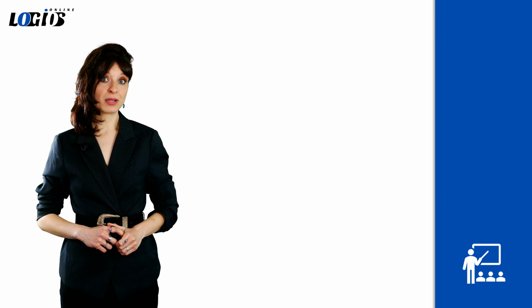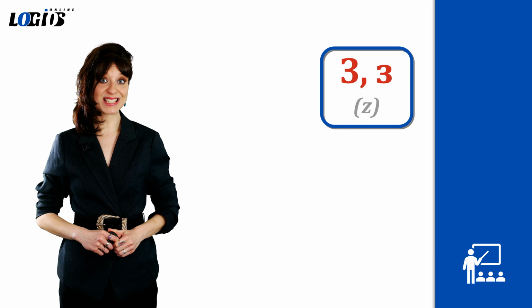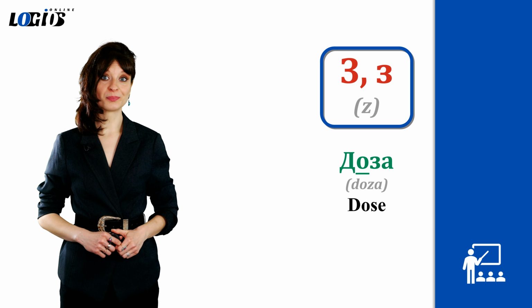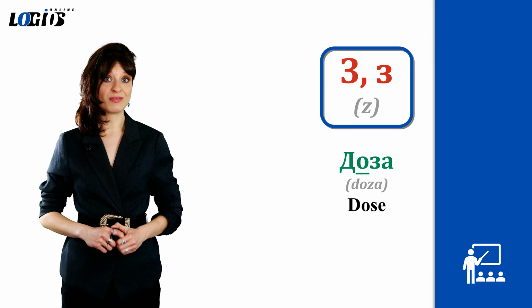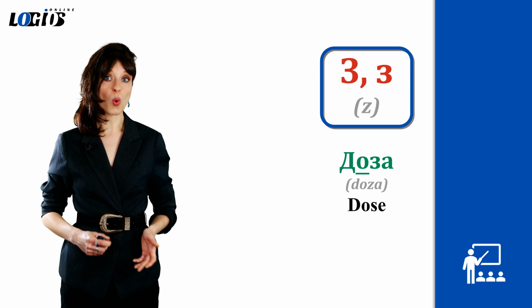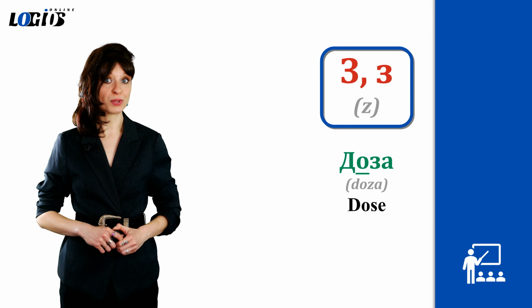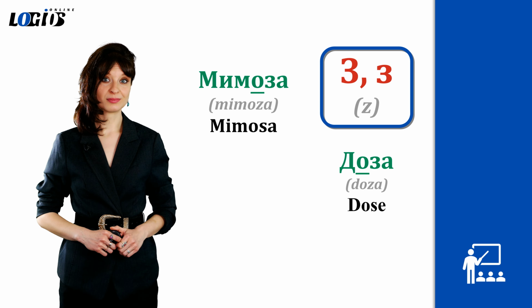This letter is similar to the English Z. It's pronounced Z. Doza, a dose. So don't forget to pronounce the stressed vowel properly. The letter O is stressed, so you have to pronounce it louder and stretch its pronunciation. Doza. Mimosa.